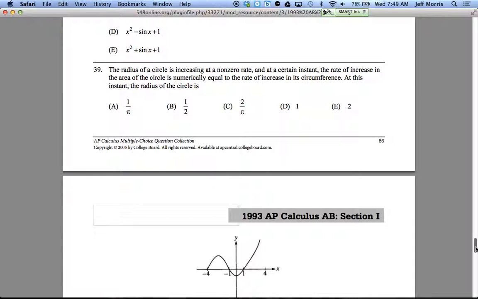All right, the radius of a circle is increasing at a non-zero rate. So you got a circle. This is actually one of the easiest related rate problems to do. You got the radius of a circle is increasing. So imagine you threw a rock in the pond because you're trying to impress your girlfriend by skipping rocks, but you can't skip them, so all you do is make ripples and make puddles.